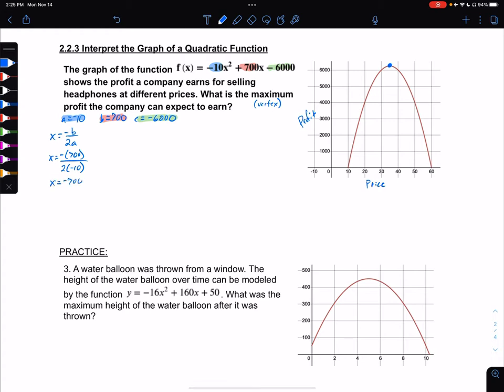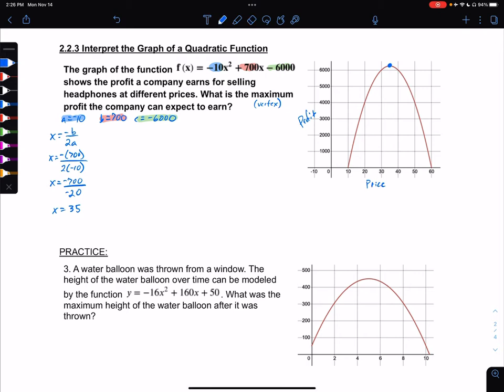Take your time. You don't want to make simple mistakes on these type of problems. So we get negative 700 over negative 20, and x would be equal to a positive 35. Now, that x value does make sense because if I drop my point down, I do have an x value that's somewhere between 30 and 40, so 35 seems realistic. So that's a good sign.